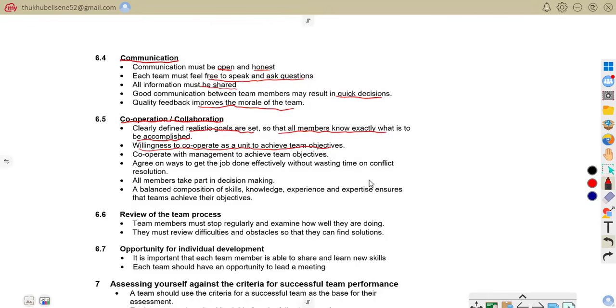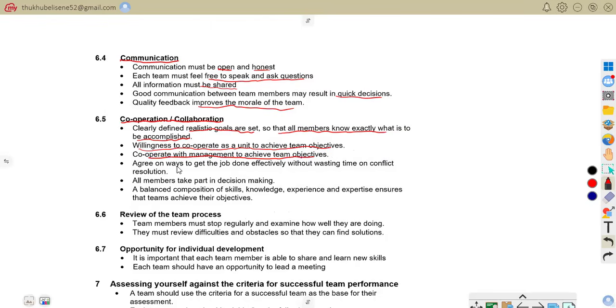Willingness to cooperate as a unit to achieve team objectives. That is cooperation. Willingness to work together so that you achieve that one common goal. Cooperate with management to achieve team objectives. So there should be cooperation between the managers and the employees, the seniors and the subordinates, so that they will be able to achieve team objectives.